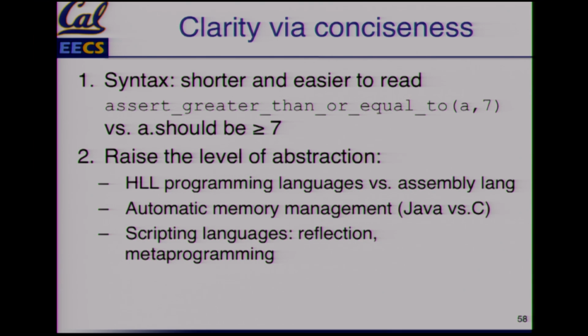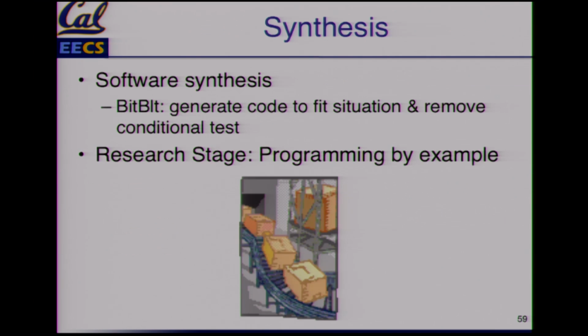But what people typically mean by conciseness is raising the level of abstraction. Within a few years after the first commercial computer, people got so tired of writing assembly language programs that they wrote high-level languages. 20-ish years ago, automatic memory management, rather than having to do it yourself as you have to in C, came along with Java. And now scripting languages have modern ideas of reflection and metaprogramming, which we'll use a lot in this class, that can raise your level of abstraction so you can get more done. So clarity via conciseness is one big reason.